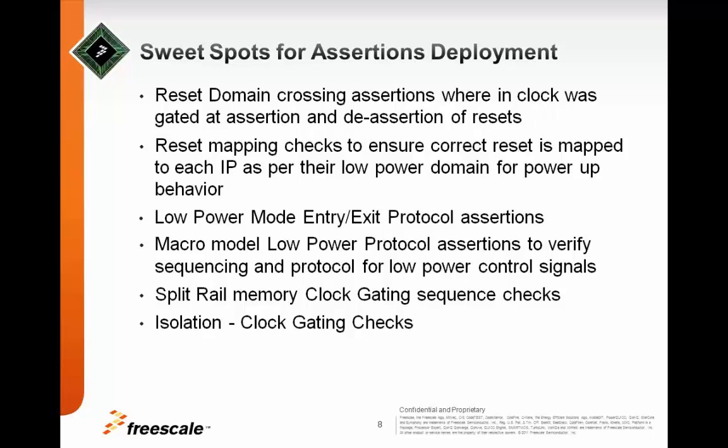Next item is the isolations and the clock gating checks. The isolations can be asserted or deasserted on any protocol clock like the IRC, which can be asynchronous to the system clocks. Thus, if the system clocks are not gated during the assertion or deassertion of the isolation, there can be a glitch at the output of the isolation signal.